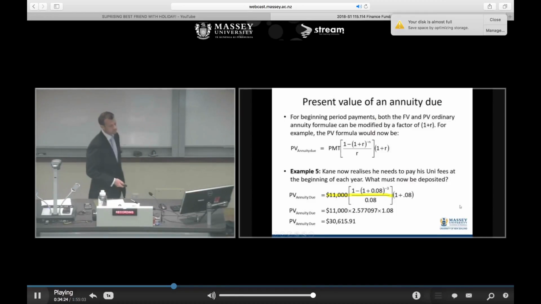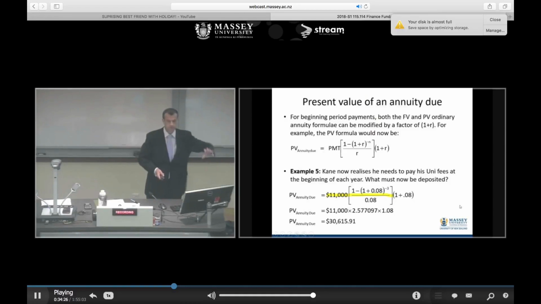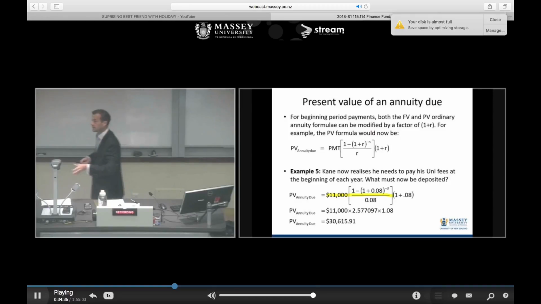So if we were doing it for a future value annuity due, same thing. We could take the future value annuity example we had, and just multiply it by 1 plus R. That would take into account the fact that the first payment is today rather than the end of each year.